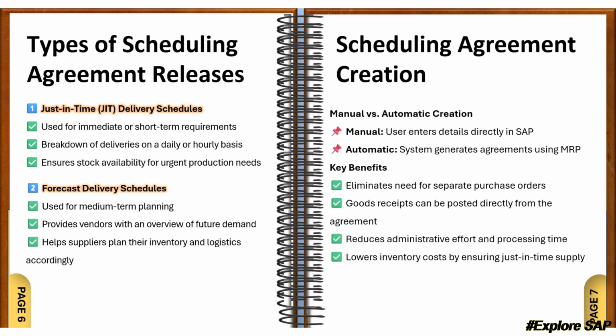One major advantage is that goods receipts can be posted directly from the scheduling agreement. This means businesses don't have to create individual purchase orders for every delivery, reducing administrative effort and speeding up the supply chain. By using scheduling agreements, companies can lower inventory costs, ensure timely deliveries, and improve vendor coordination.